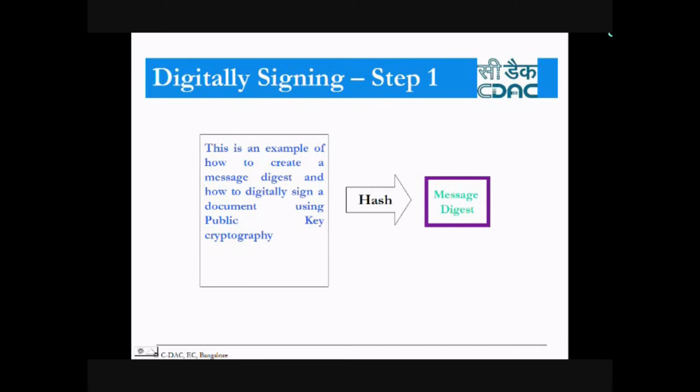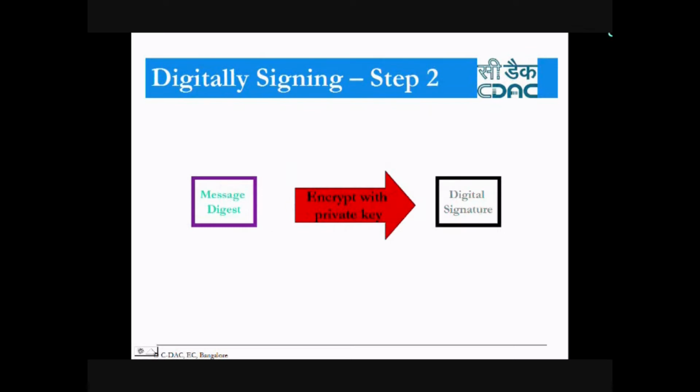Let us consider this piece of text. Here there is a small piece of text. How do you sign this? First of all, the first step is you have to create a hash of this text. The hash will produce a message digest which is unique to this particular text. The second step is to encrypt this message digest with the private key. So in the case of Viru, this particular message digest will be encrypted with Viru's private key.